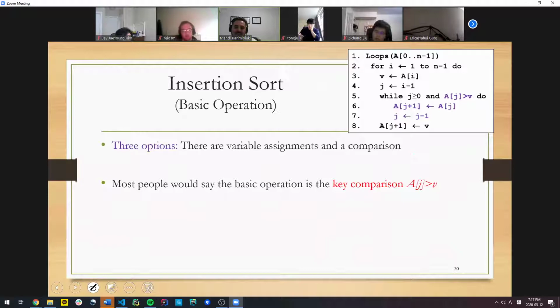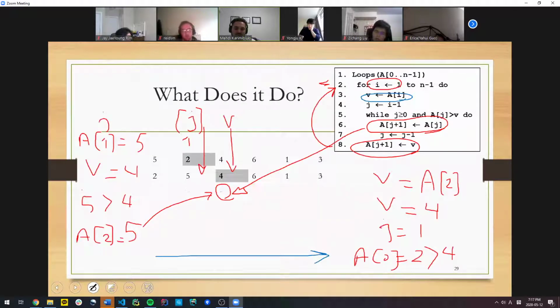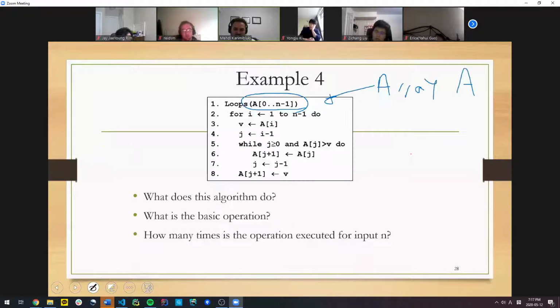So what's the basic operation here? I just don't want to go to the other slide because I think we need to have a discussion here. The basic operation is the statement that has been executed most. Okay, the operation or the statement that has been executed most in an algorithm. So between line number 1 and 8 on slide number 28, can someone tell me which one of these are good candidates for basic operations?